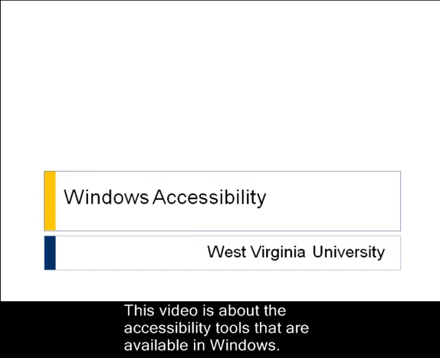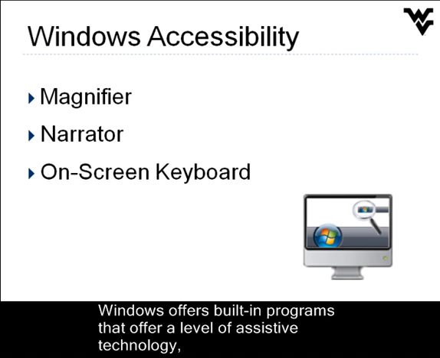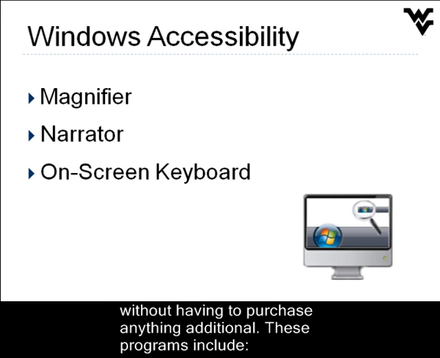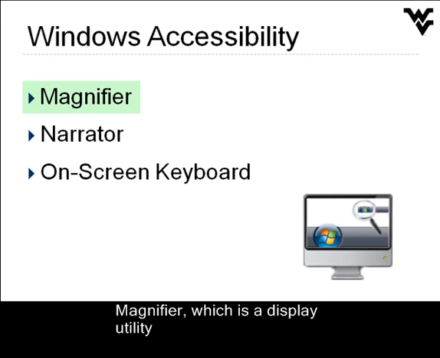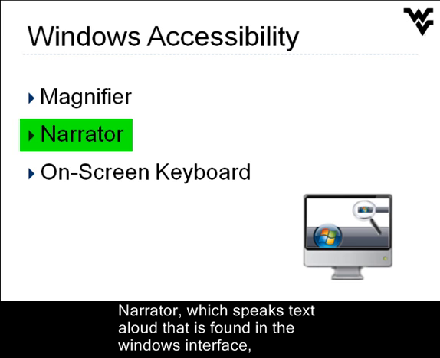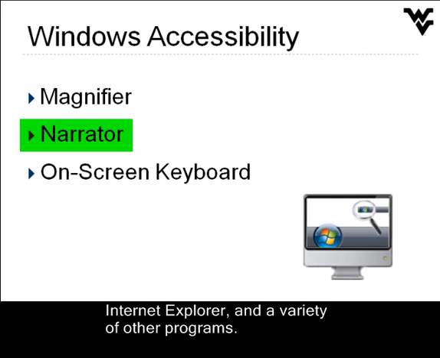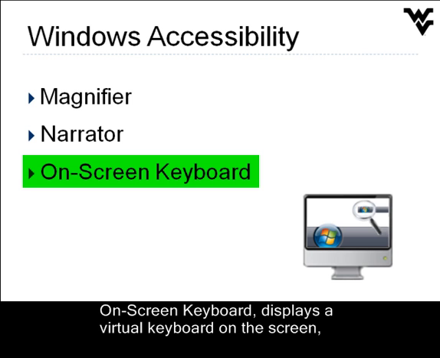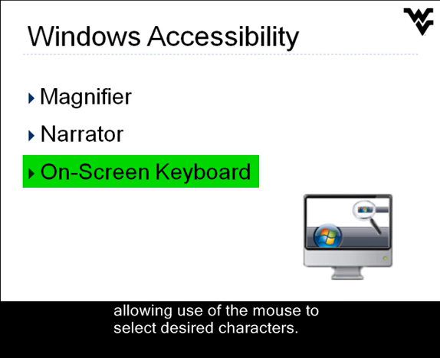This video is about the accessibility tools that are available in Windows. Windows offers built-in programs that offer a level of assistive technology without having to purchase anything additional. These programs include Magnifier, which is a display utility that makes screen content larger and easier to read. Narrator, which speaks text aloud that is found in the Windows interface, Internet Explorer, and a variety of other programs. On-screen keyboard displays a virtual keyboard on the screen, allowing use of the mouse to select desired characters.